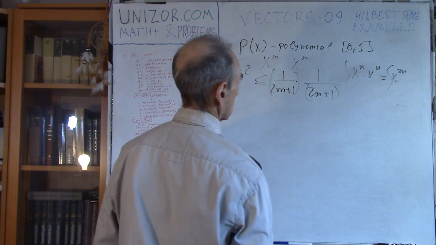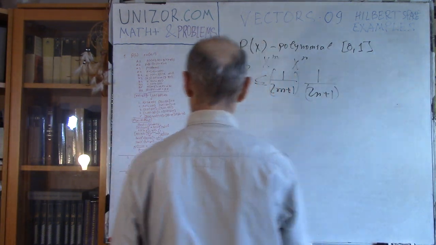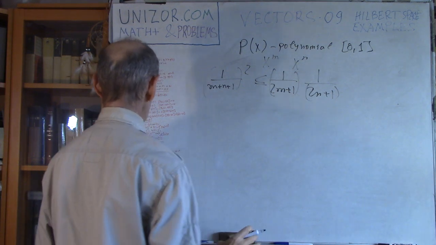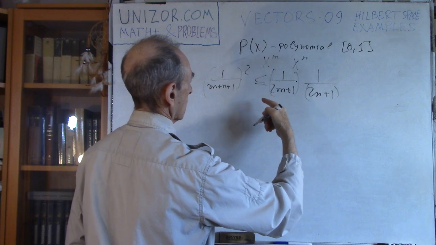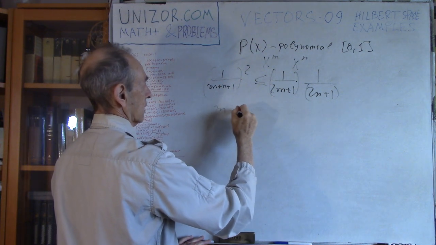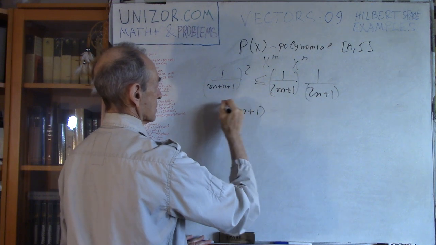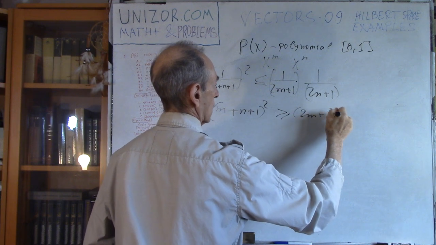Am I right? I think now I'm right. Let me check my notes. Yes. So instead of proving this one, I will invert both. And I will have (m plus 1) squared should be greater or equal to 4mn plus 2m plus 2n plus 1.